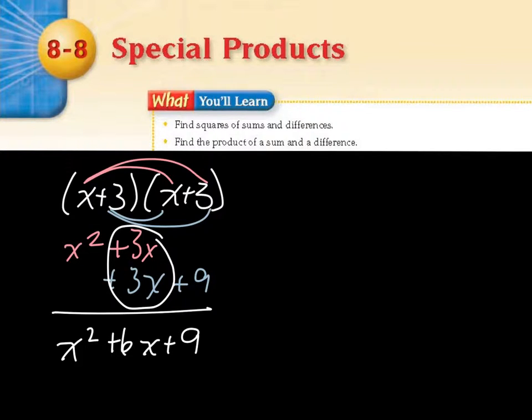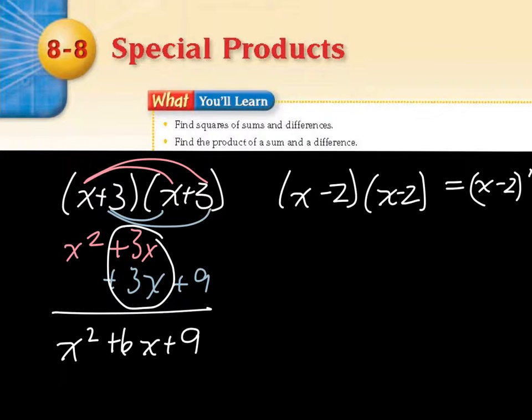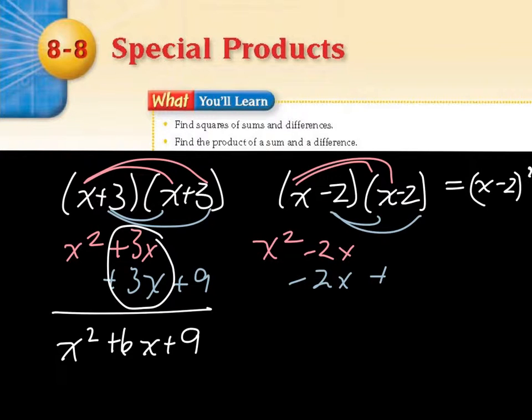And let's look at another one. Let's get one with subtraction. So how about x, let's just do -2. So what we're doing, that's really x minus 2 squared. We're multiplying it by itself. So when we FOIL that out, first, outer, inner, last. And combining our likes.